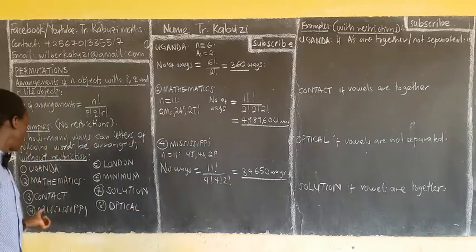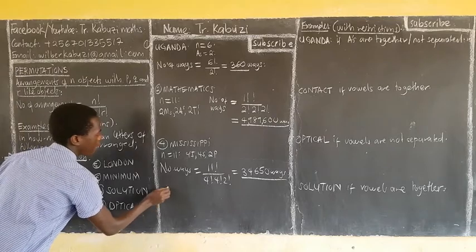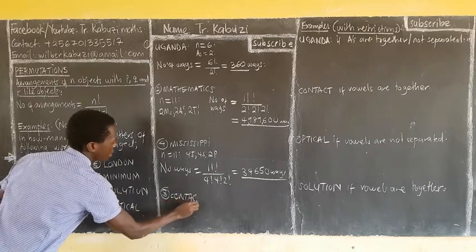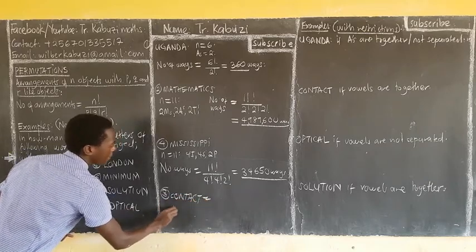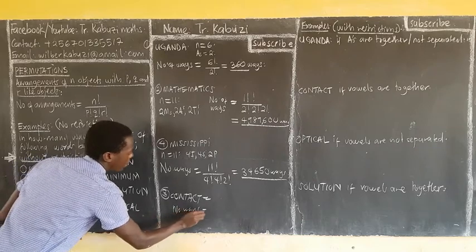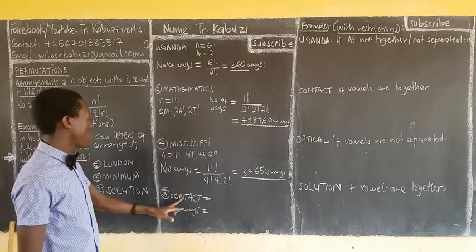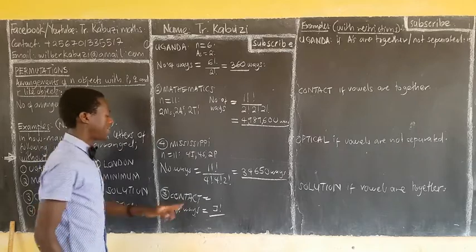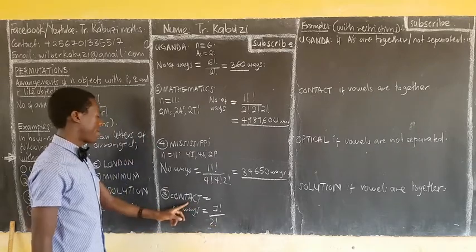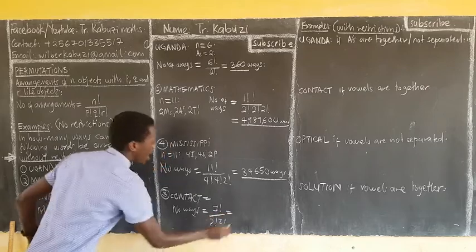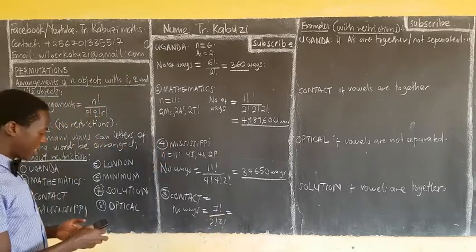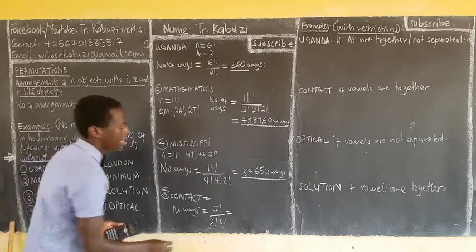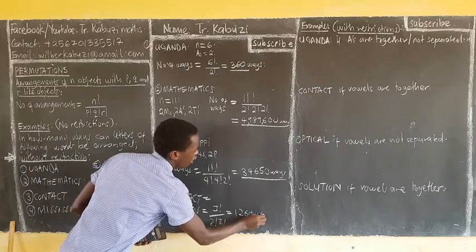Now, even here you can handle the word contact. The number of ways: how many letters are there? 1, 2, 3, 4, 5, 6, 7. So there are 7 factorial over 2 factorial, since one letter is repeating 2 times, then another is also repeating 2 times. You just press your calculator, and the answer is 1260 ways.